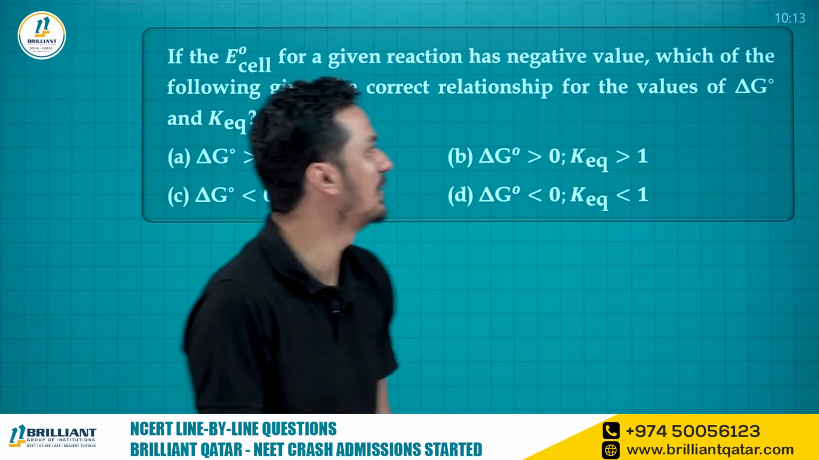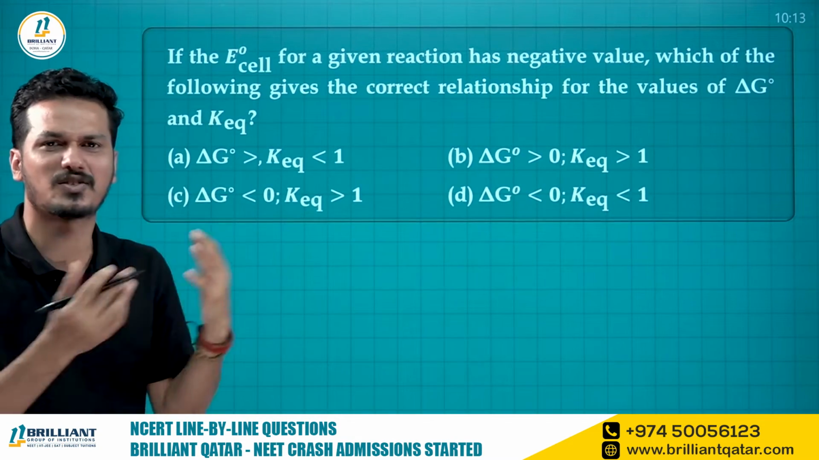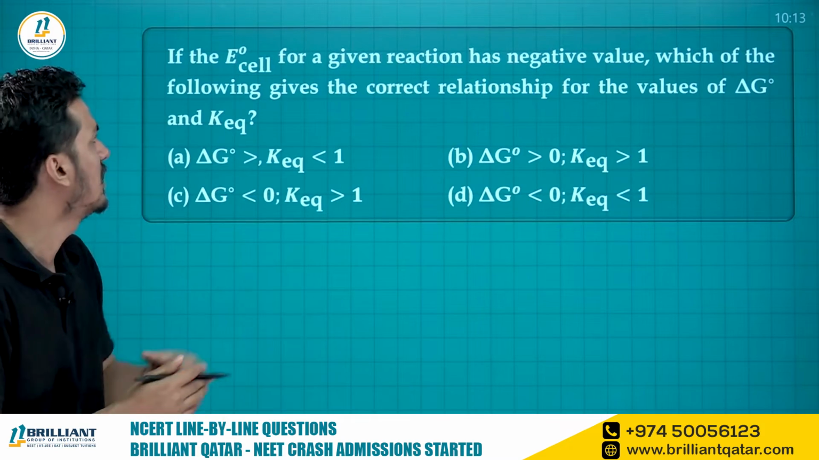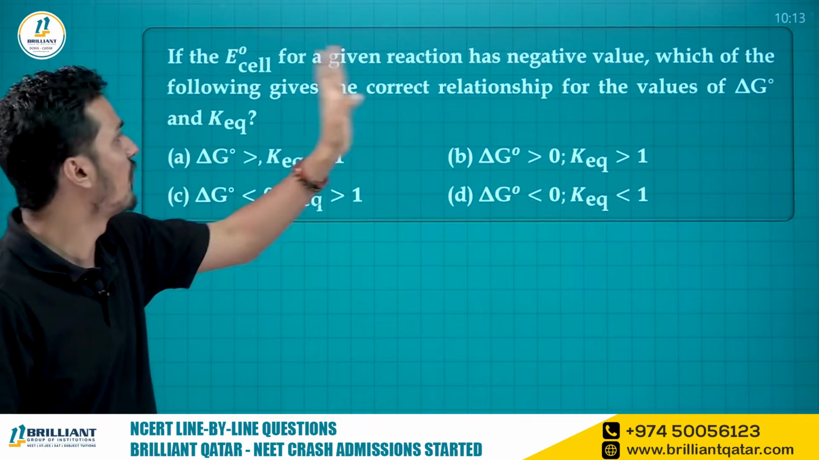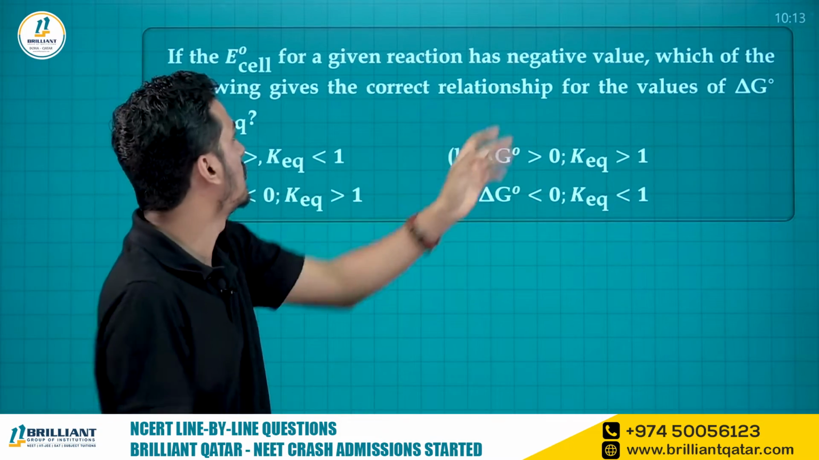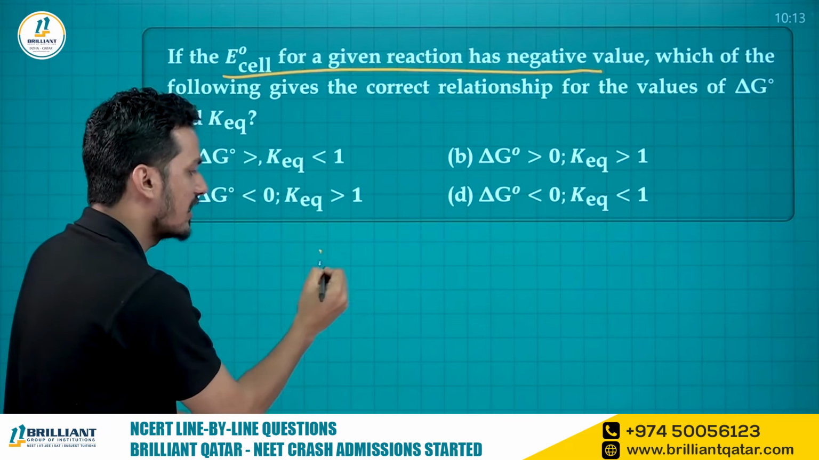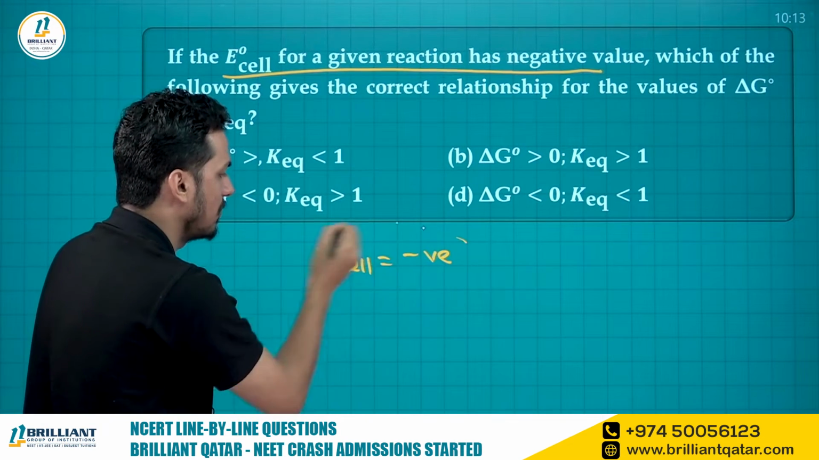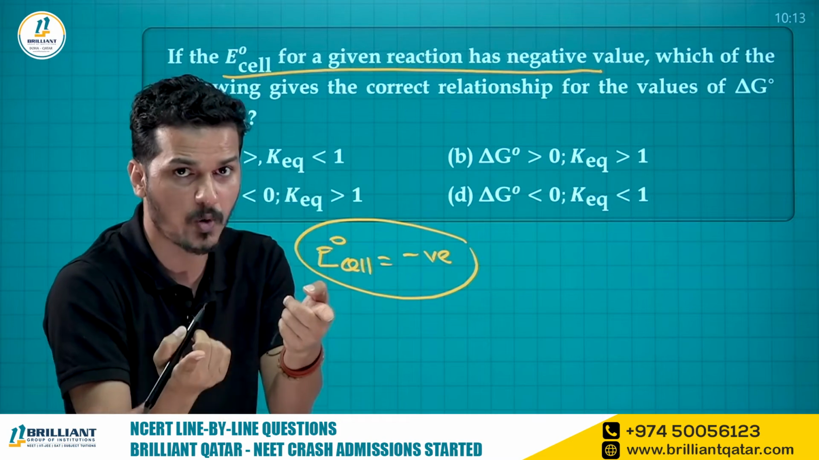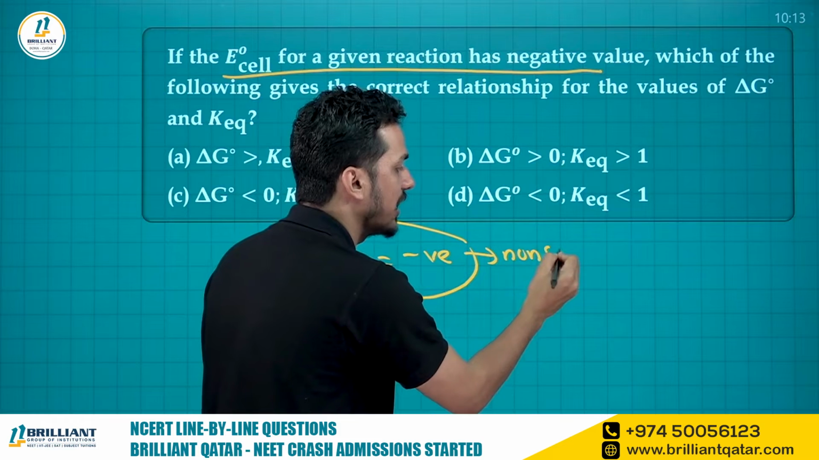Okay. So this is the next question, guys. This is a very important question. They asked this question in a previous NEET examination, so you must remember this question. If the E0 cell for a given reaction has a negative value, from that itself you must remember that the reaction is non-spontaneous. E0 cell negative means that the reaction is non-spontaneous.